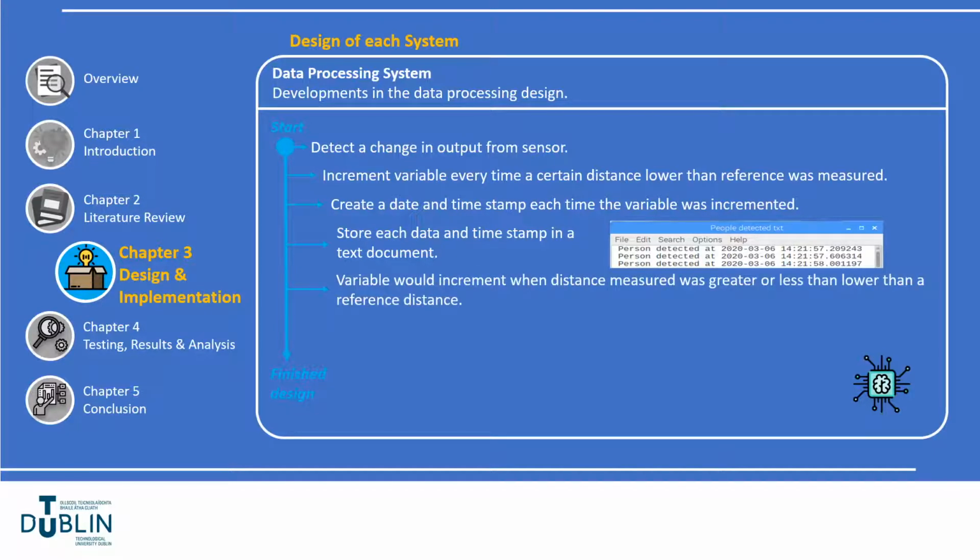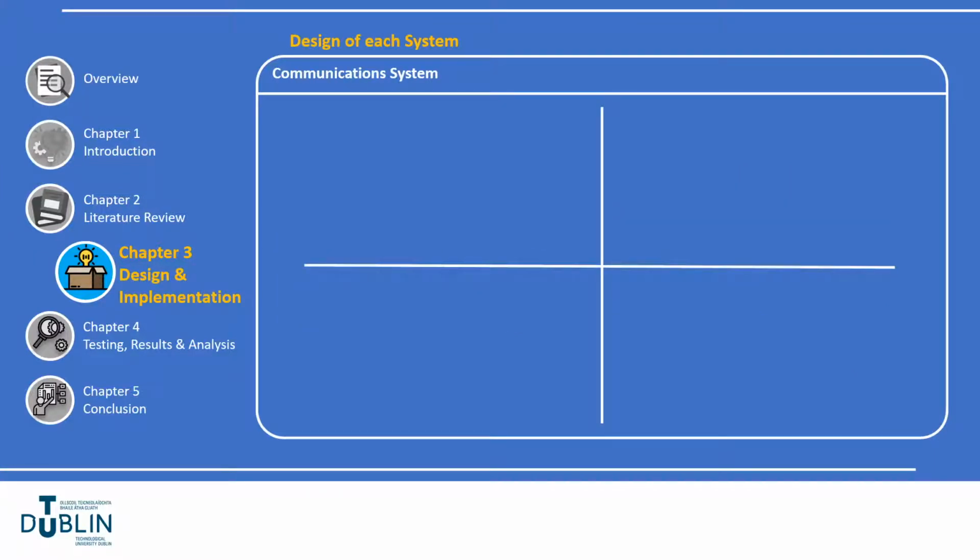The next development was incrementing the same variable when a distance measured was greater than or less than a reference distance. The final development of the script at this stage was incorporating a self-acclimating feature. This feature would allow the script to determine its own reference distance. This made the script more versatile, as it was able to work in hallways of different widths without requiring any code to be hard-coded. The next system to undergo the design process was the communication system.